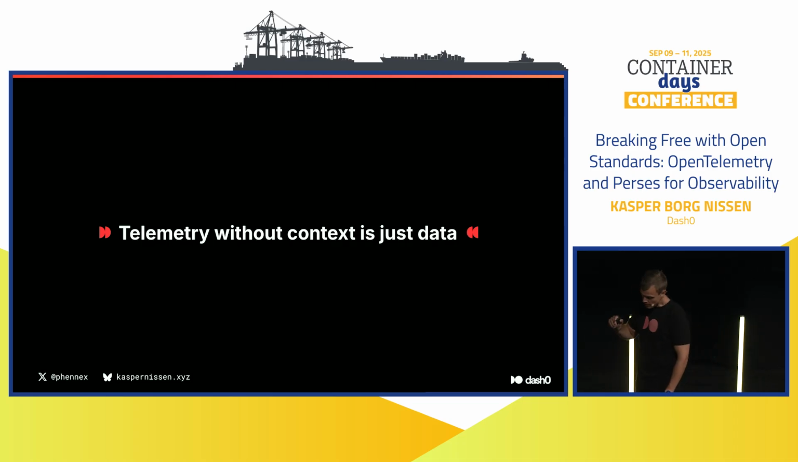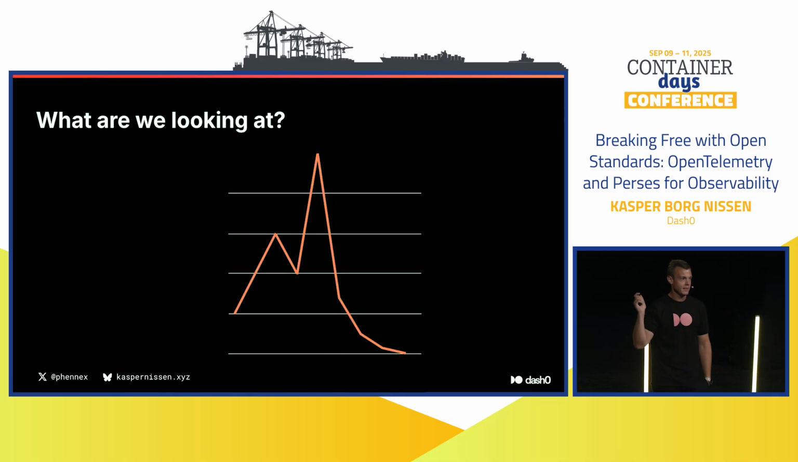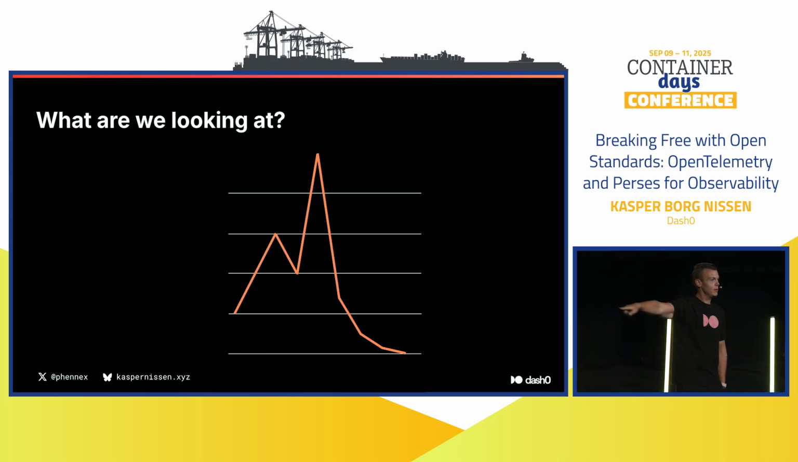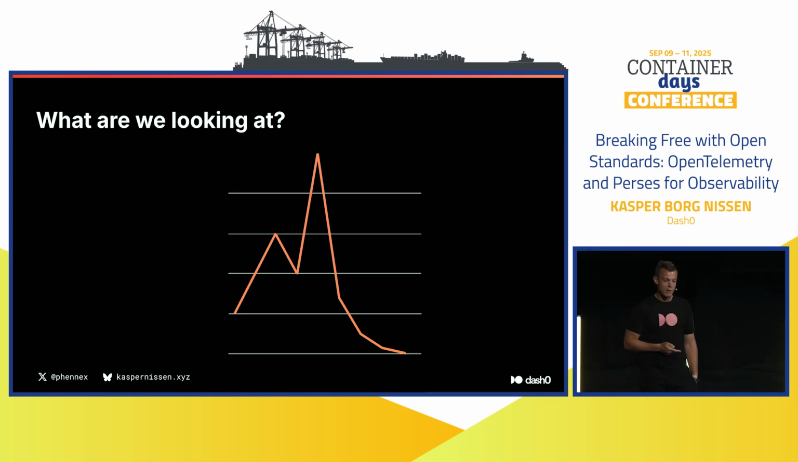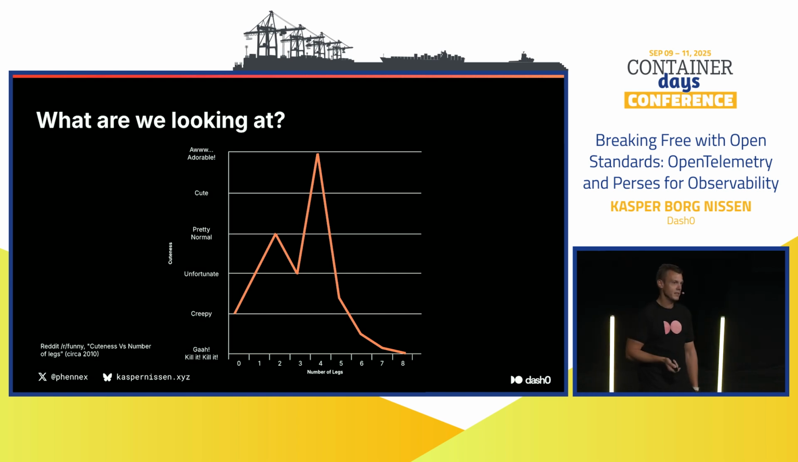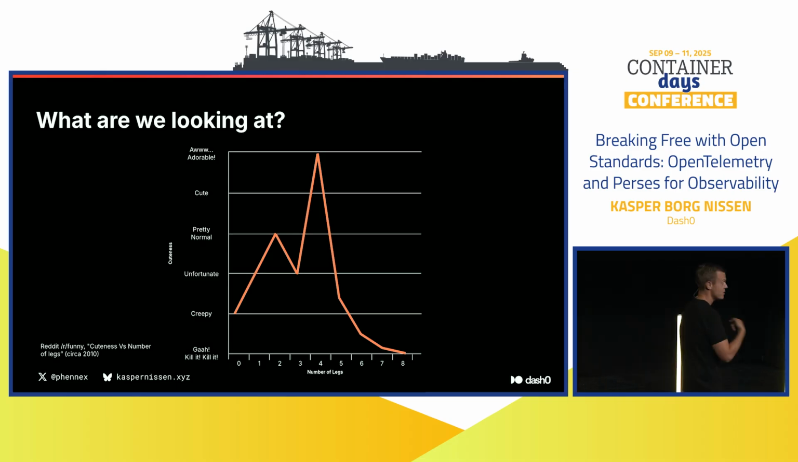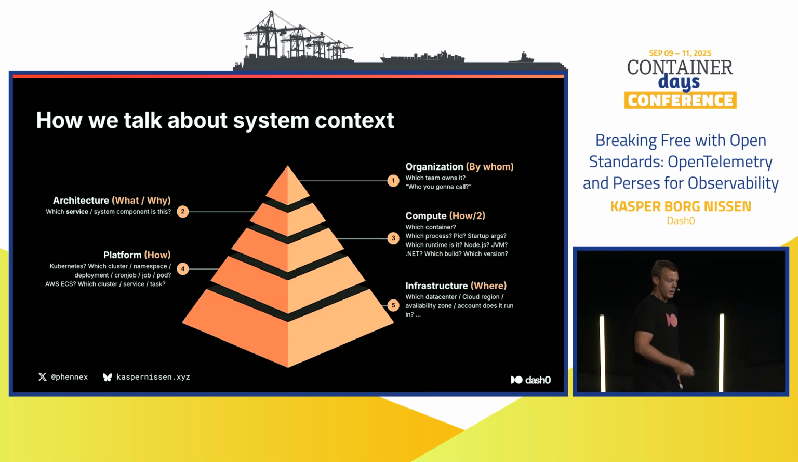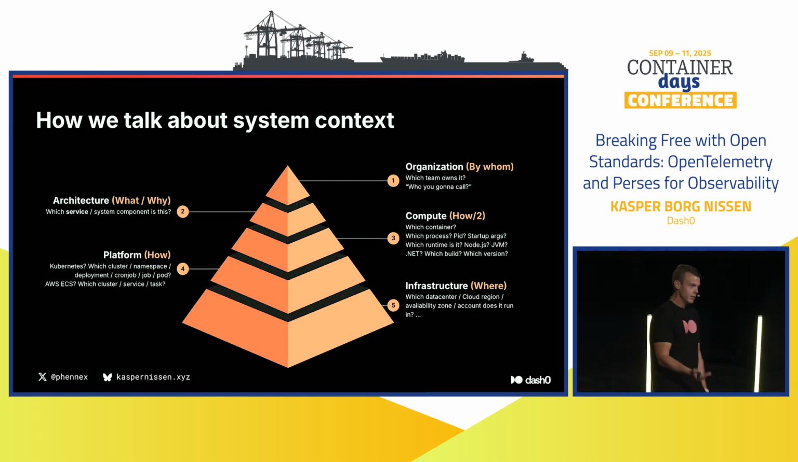But telemetry without context is just data. So we need to understand where this telemetry is coming from. Because if we're looking at something like this, any guesses from the audience what that could be? It's like a graph going up, then it falls down. Yeah, exactly, because without the context, we don't know what this is. So this is actually the number of legs and how cute it is. So you see, without the context, we don't know what this is, what it means, how can we use this for anything useful. And it's the same for your systems.